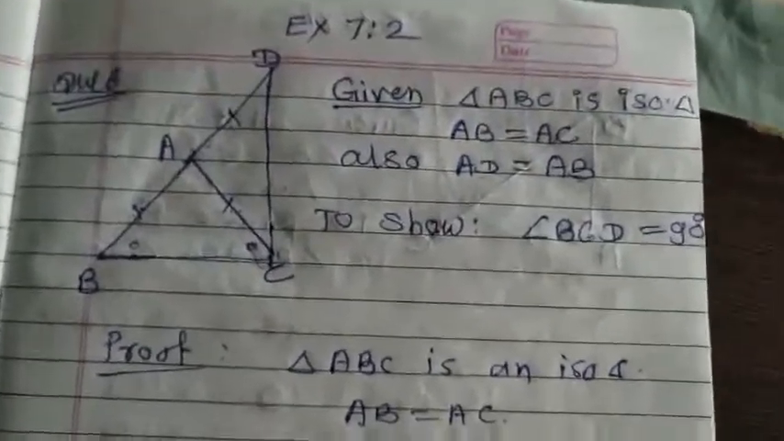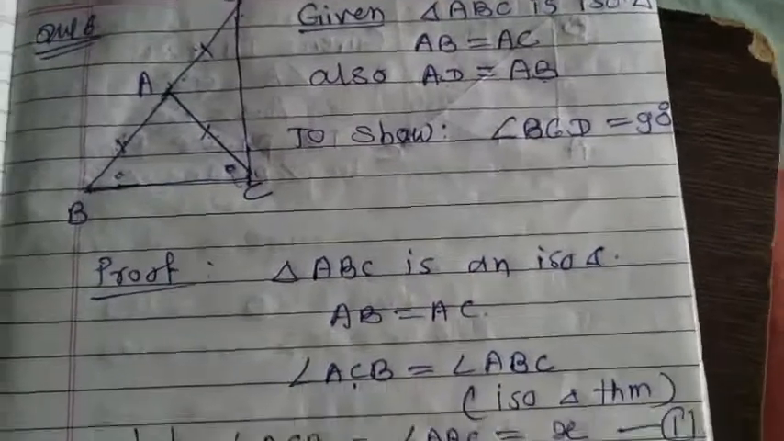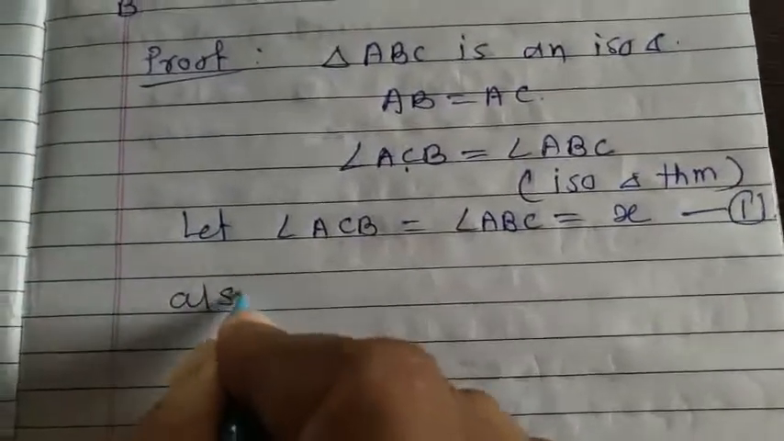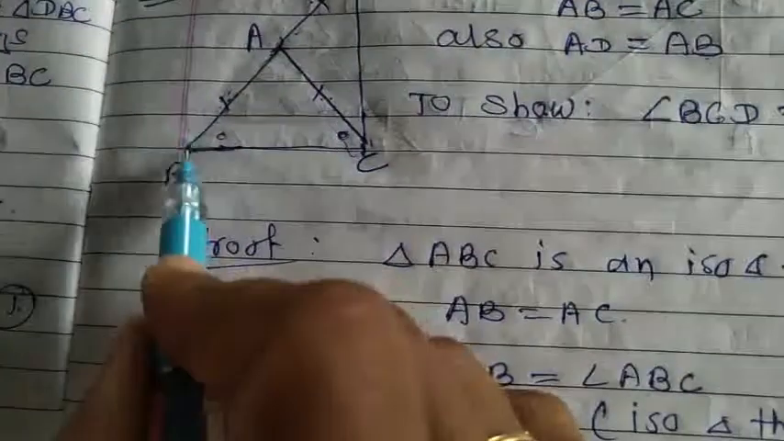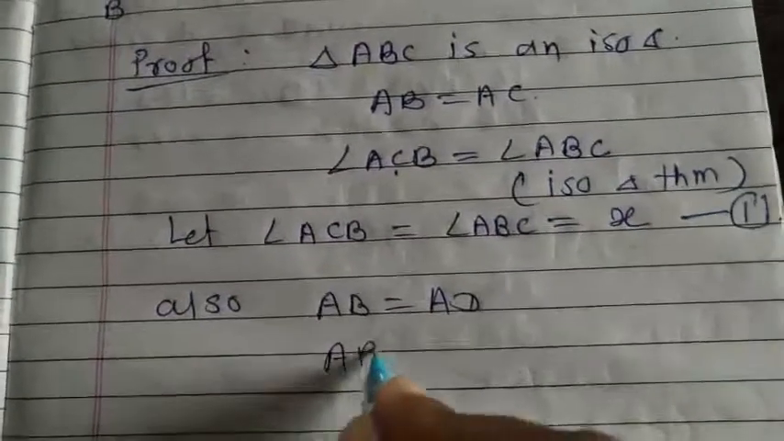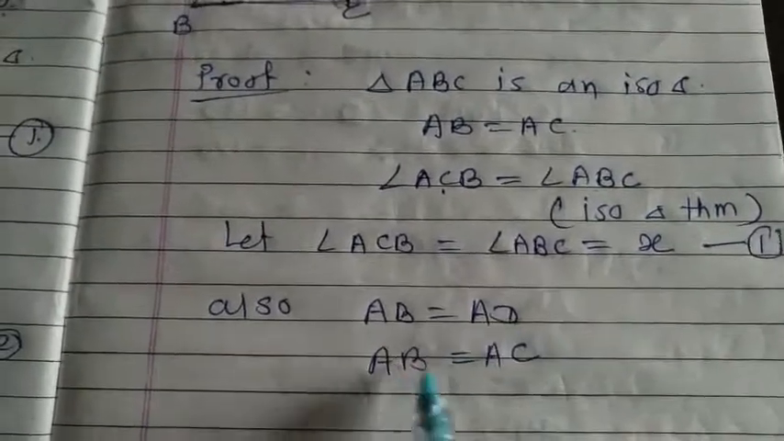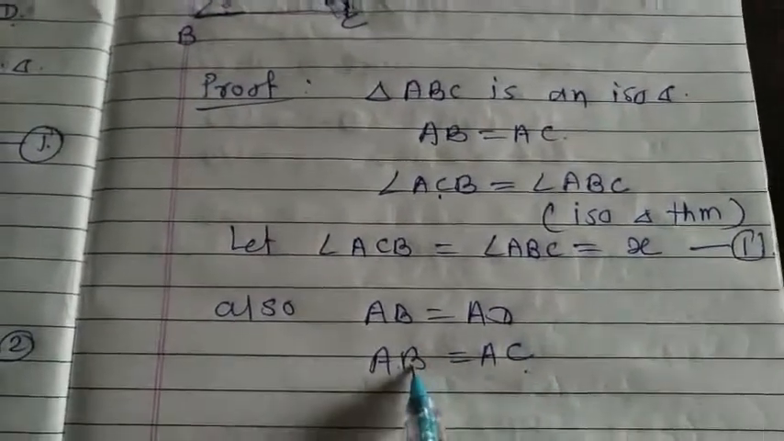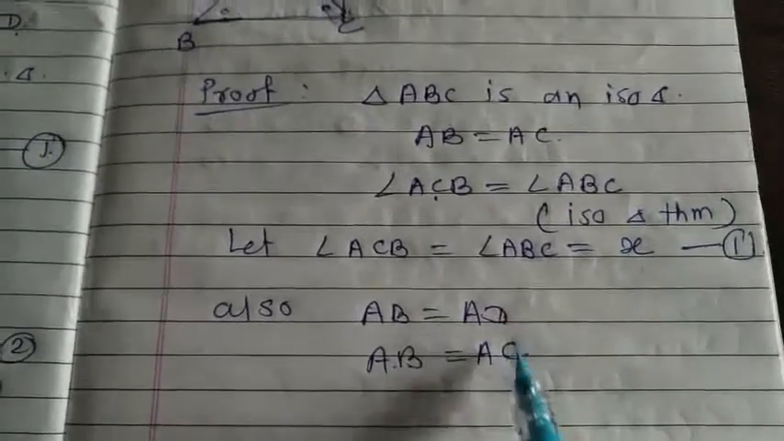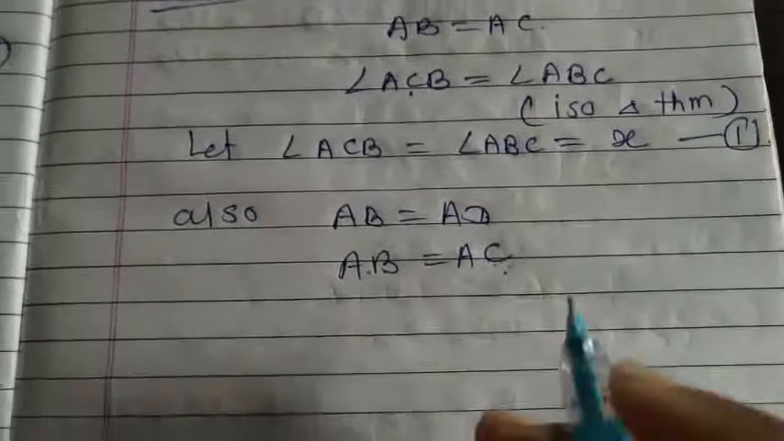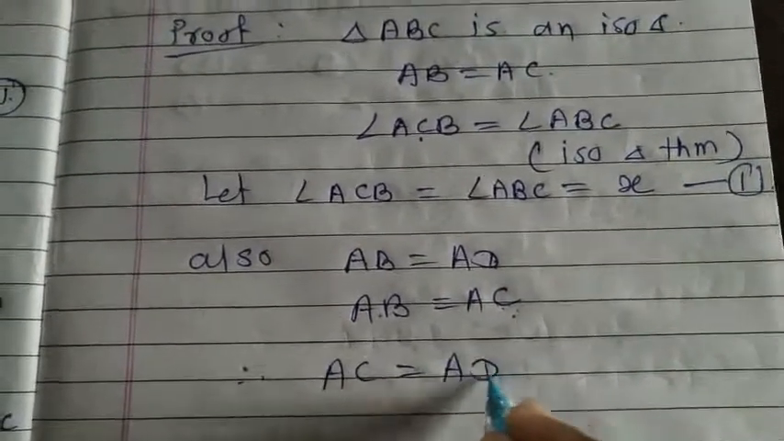Now again one more thing, it is given that AB is equal to AD. It is given in your example. Also AB is equal to AD, but in triangle ABC AB is equal to AC. It is also given, but AB is common, means AB is equal to AD, AB is equal to AC, means we can say that AD and AC both are also equal, and therefore AC is equal to AD.